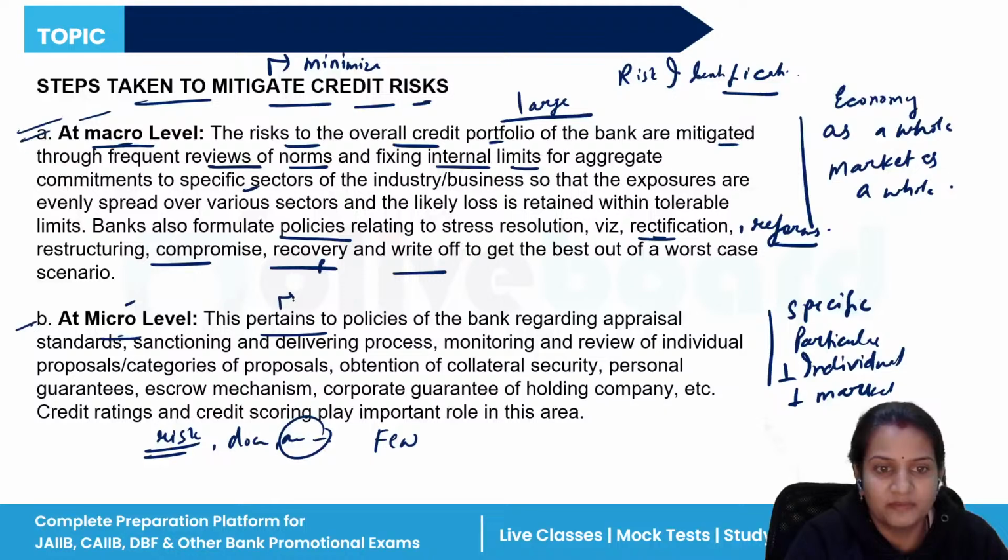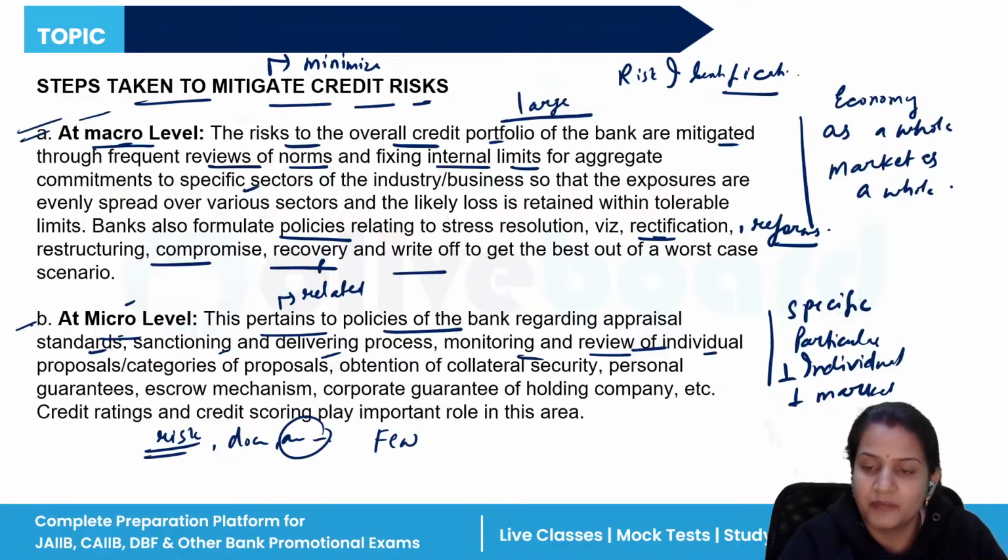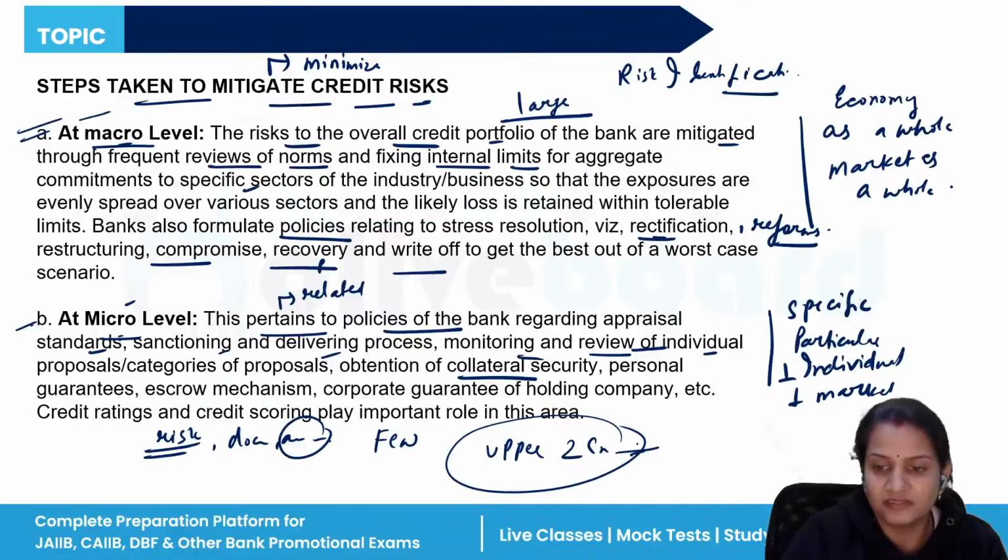This pertains to what? This is related to the policies of the bank regarding appraisal standards, loan appraisal, sanctioning, delivering process, monitoring and review. So policies are formulated for any particular criteria, not for the whole thing. Collateral security, like we have seen in agricultural finance, the upper cap was 2 crore. It means this has to be followed everywhere. It is a macro part.